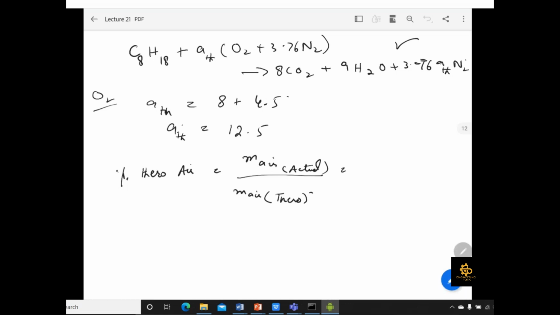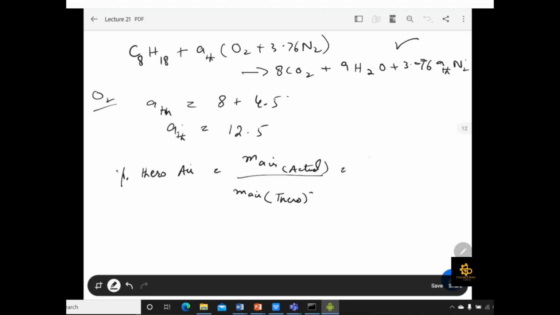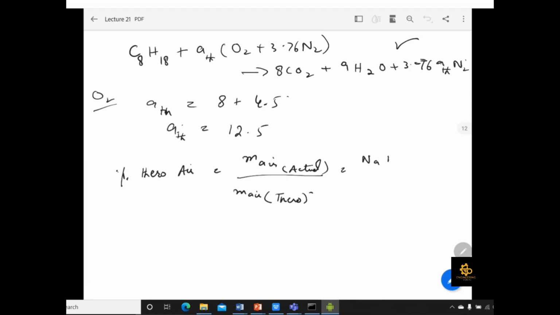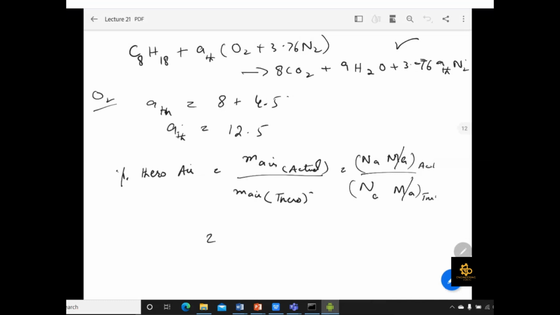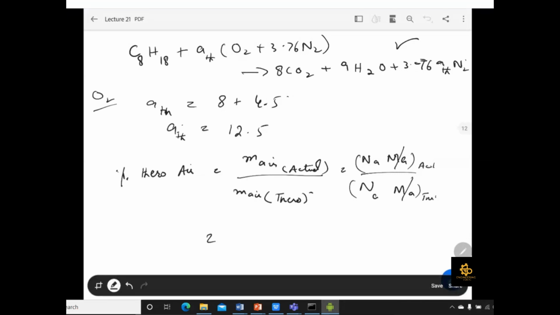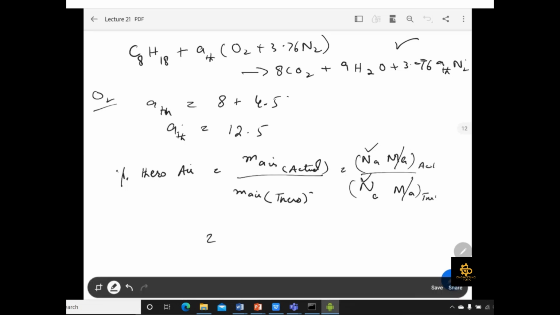Okay, so if you go back to your previous equation, you can easily say it is number of moles of air times molar mass of air over number of moles of air times molar mass of air. Here we have actual, and here we have theoretical. Now the molar mass of air can easily be eliminated because the molar mass for actual or theoretical air is the same. So here we are dealing with the number of moles of air for the actual and the number of moles of air for the theoretical.